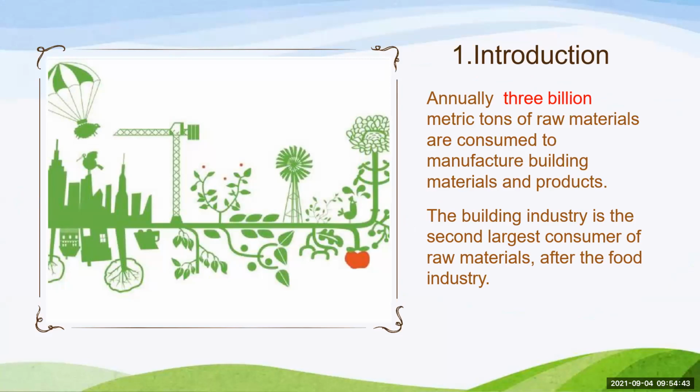Annually, 3 billion metric tons of raw materials are consumed to manufacture building materials and products. Which type of raw material is used in the building? Anyone? This mainly impacts the environment and human health also.